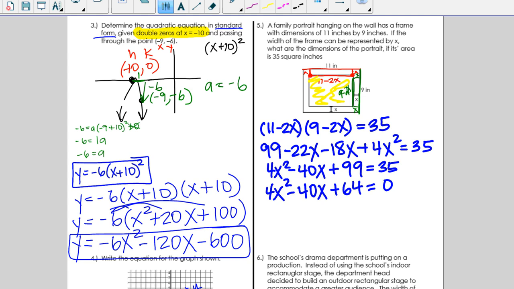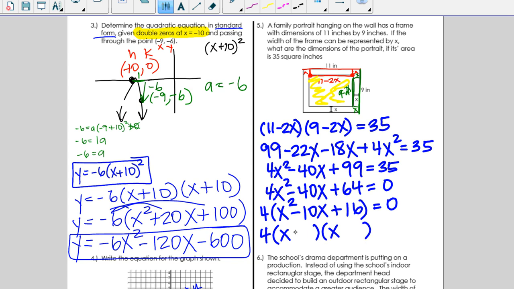So now that we're here, we can take a 4 out, and I'm left with x squared minus 10x plus 16 equals 0. So if I factor that out, I have an x and an x. I'm going to have a minus 2 and a minus 8 here. So x times x is x squared. 8 minus 2 is negative 10. 2 times 8 is 16. So your two x values are 2 and 8.